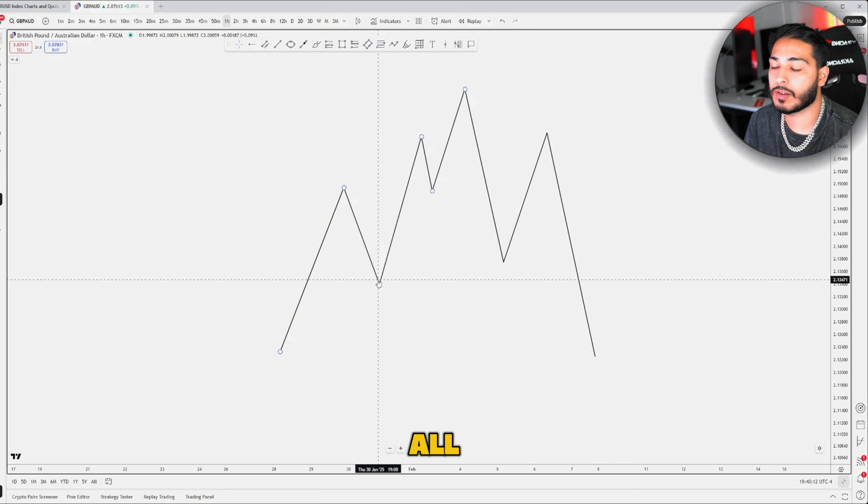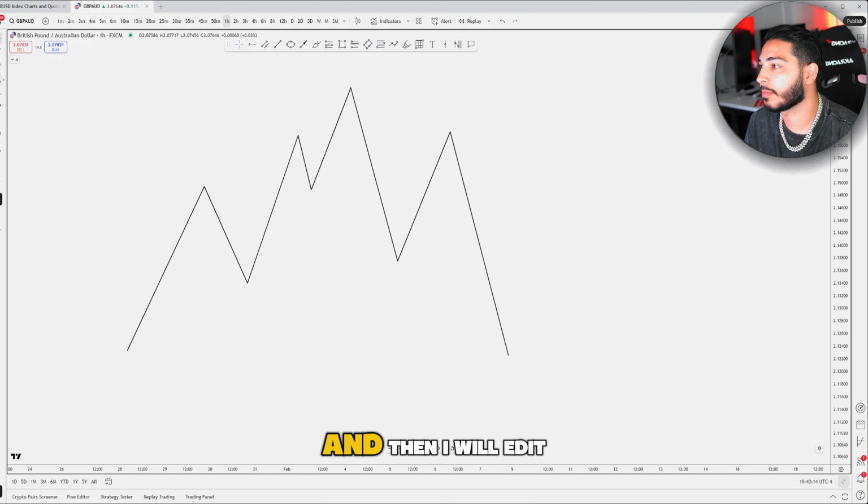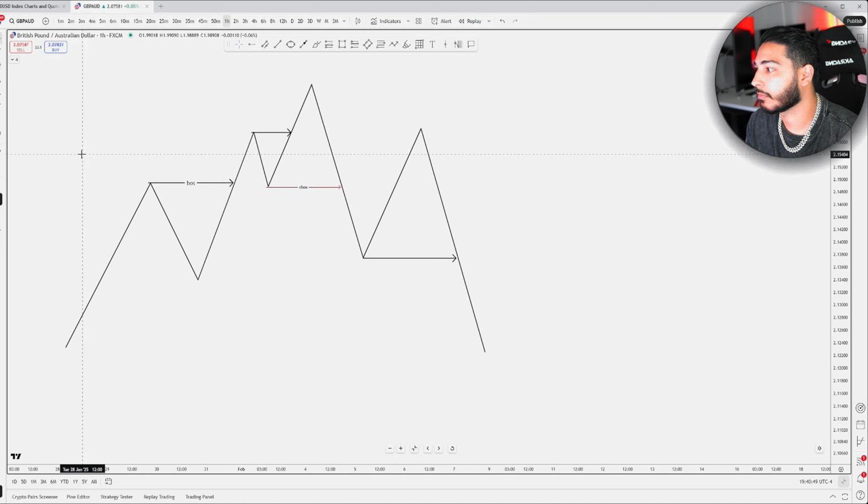Actually, I don't like that at all. So let me just mark this up and then we'll edit this together. Reversal break structure.